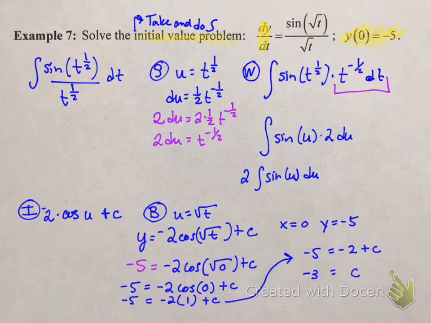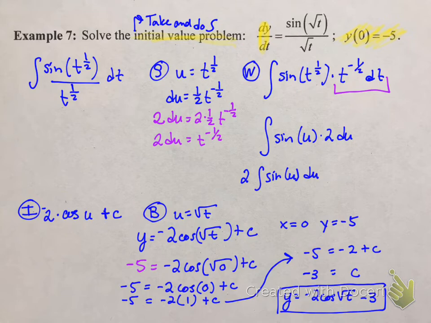So what does my solution look like? y equals negative 2 cosine radical t minus 3. That is what c is, and now I'm done.